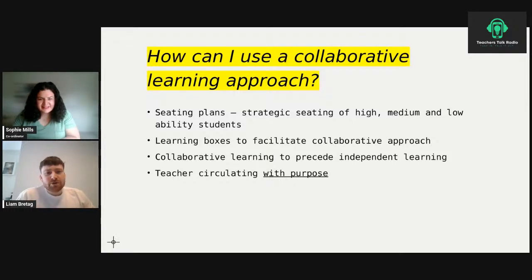So a collaborative approach to learning, I think, is crucial. And obviously we were talking about this before. I know Phil was talking about, for example, using whiteboards.